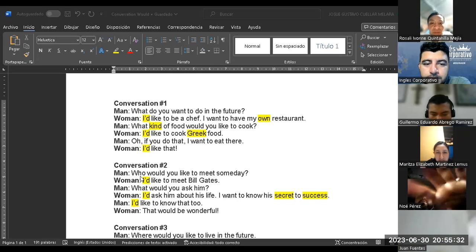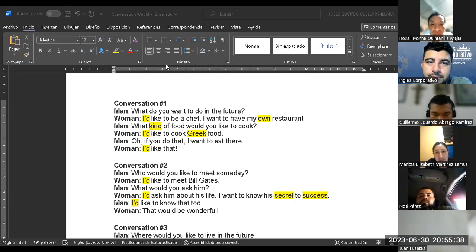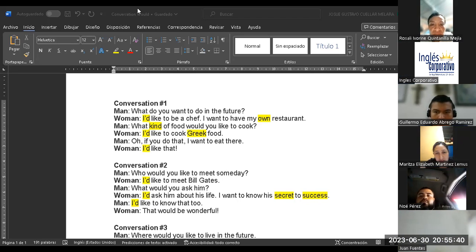What do you want to do in the future? Okay, Rosalie. I like to be a chef. I want to have my own restaurant. What kind of food would you like to cook? I like to cook great food. Oh, if you do that, I want to eat there. I like that.